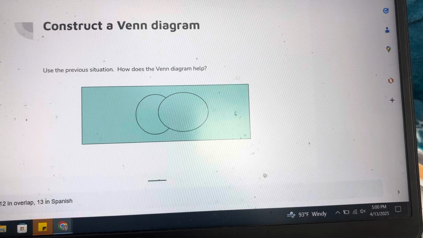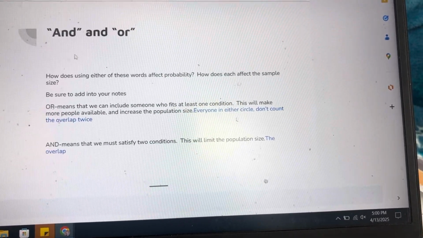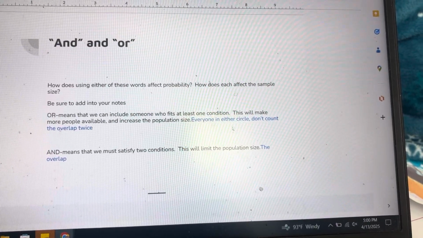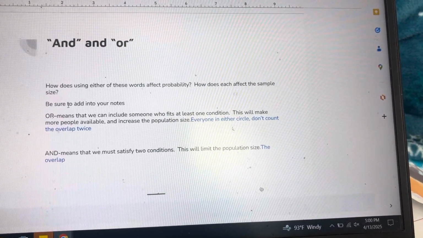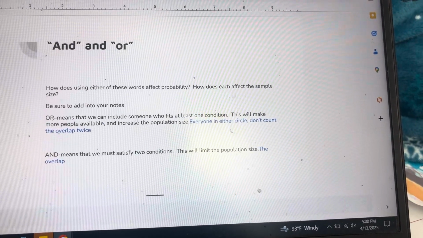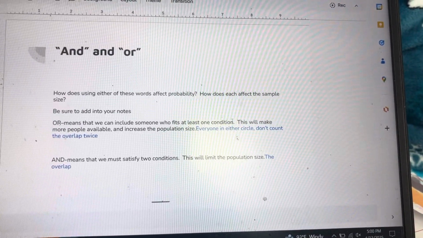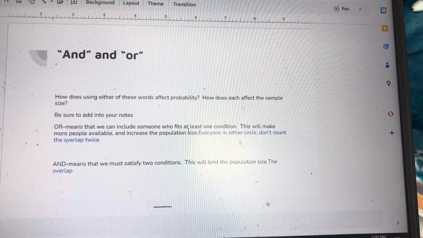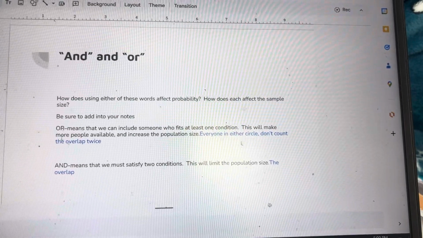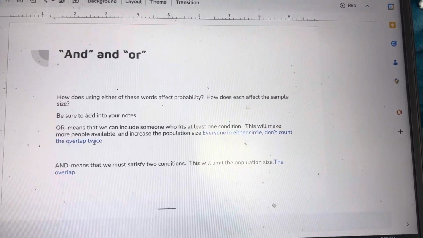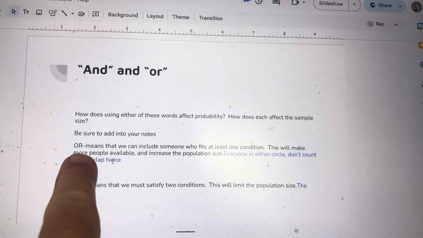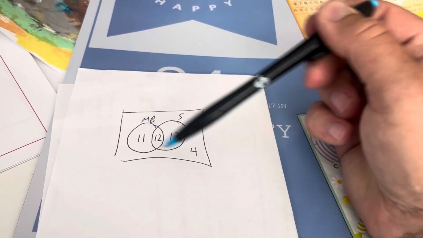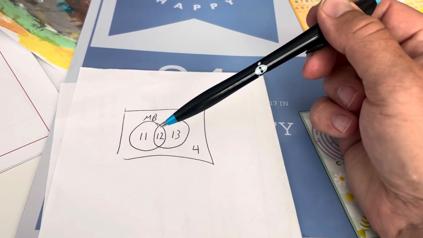Okay, so I did make that Venn diagram. Keep in mind this "and" "or." How does using either of these words affect probability? How does it affect the sample size? Be sure that you add this into your notes. Or means we can include someone who fits at least one condition. Only one thing has to be right. This is going to make way more people available and increase the population size. Everyone in either circle, don't count the overlap twice. So this is everybody that was in band or Spanish, here's band, here's Spanish. I just have to make sure to not count these 12 people twice.